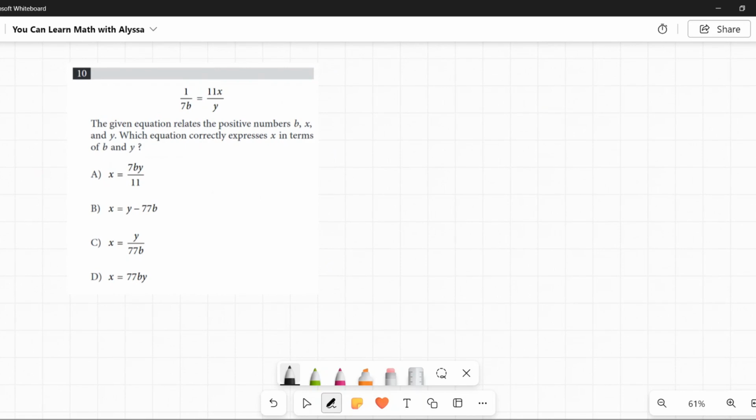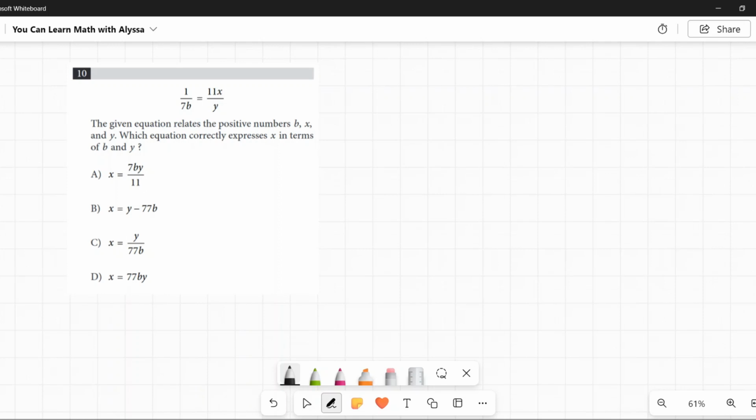Number 10, 1 over 7b equals 11x over y. The given equation relates the positive numbers b, x, and y, which equation correctly expresses x in terms of b and y. Anytime you see put this x in terms of, whatever they're saying, put blah, blah, blah in terms of, that needs to be all by itself on one side, and everything else in that equation needs to be over on the other side.